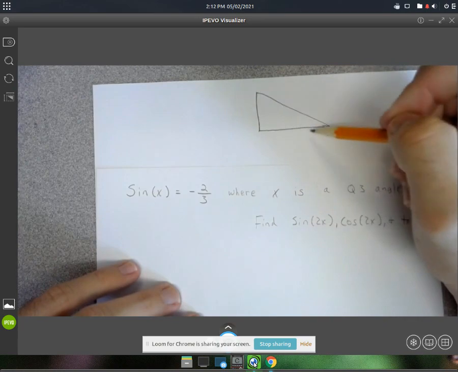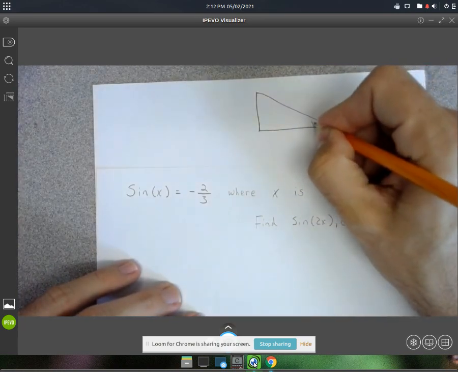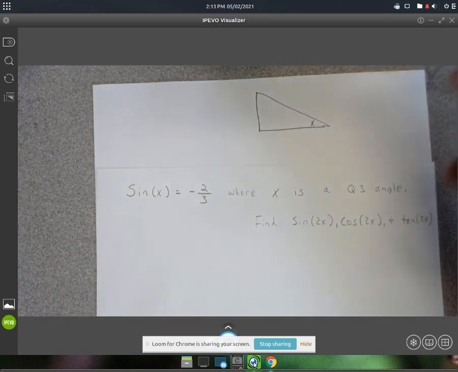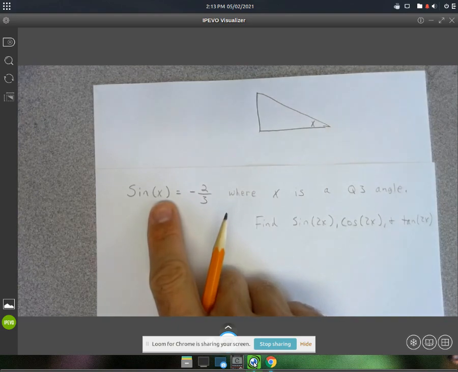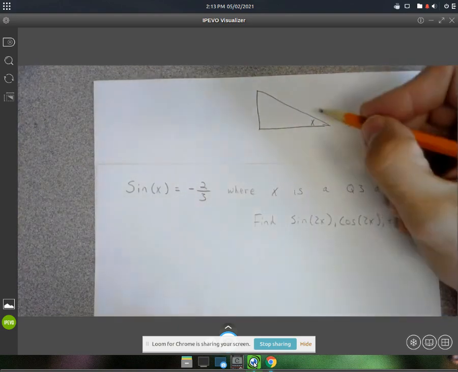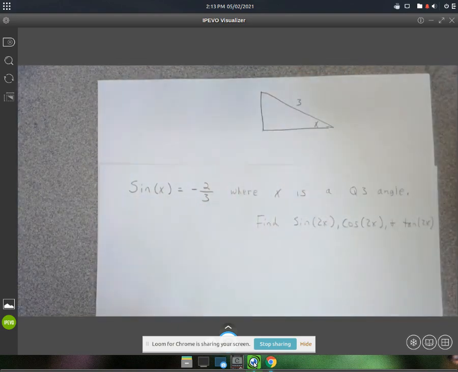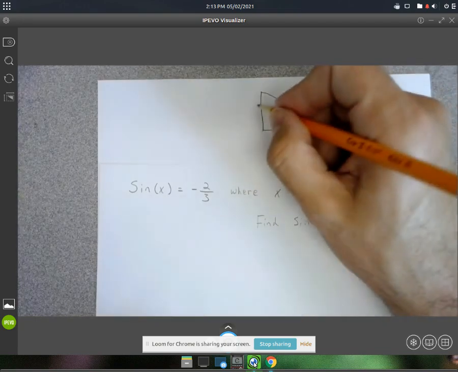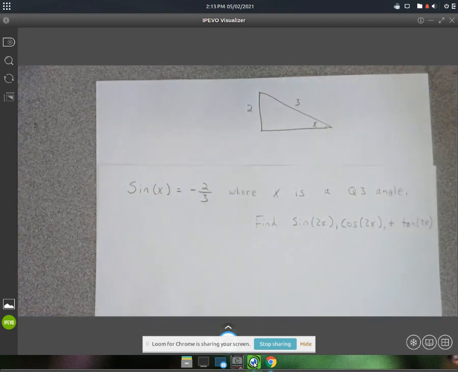All right, so we would label one of these angles as x. Now we know that sine of this angle is going to be 2/3. So that means 3 is my hypotenuse, and the side across from x, 2, is my opposite side. I just need to figure out my adjacent. That way I can find cosine.